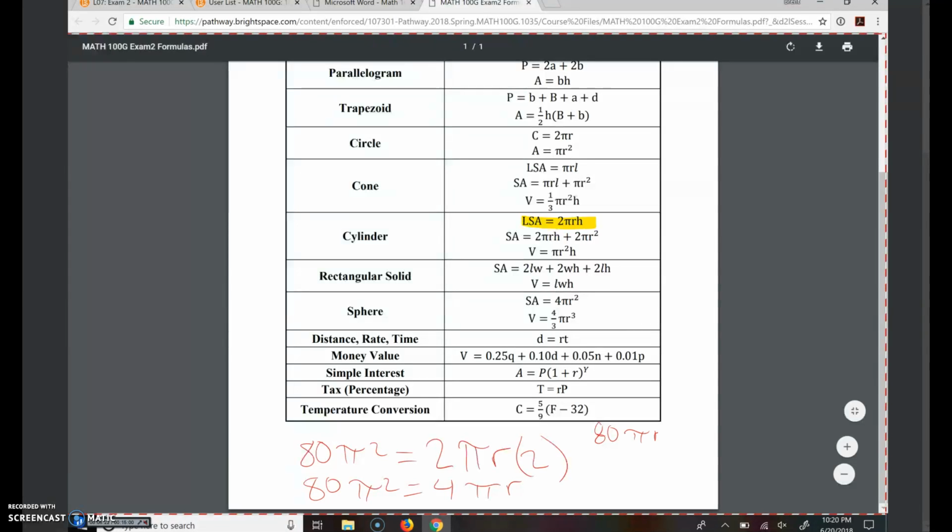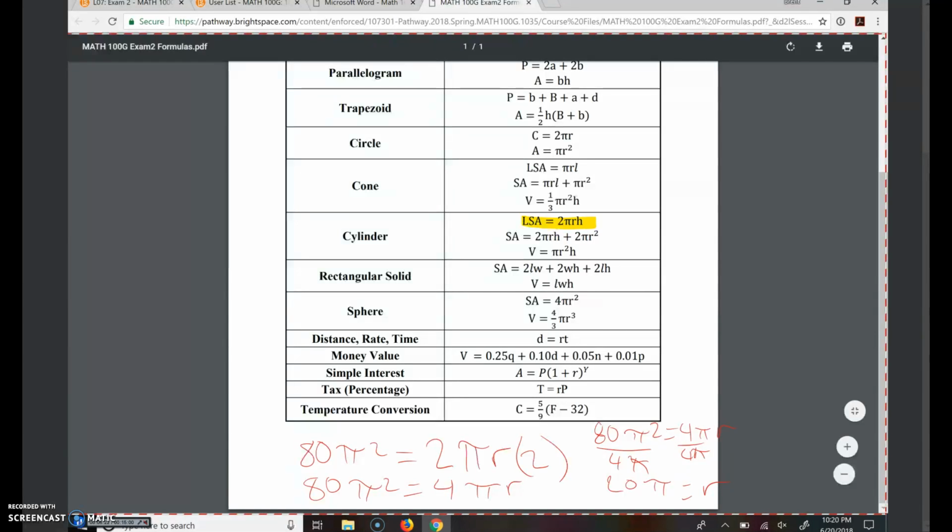Sorry. 80 pi squared equals 4 pi r. I'm just moving it over here so that I can finish it. Okay, I'm going to divide both sides by 4 pi. And the answer is that 20 pi equals r.